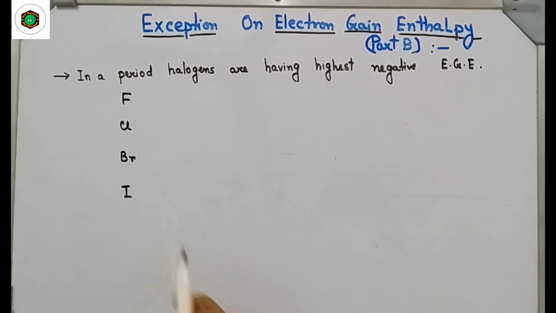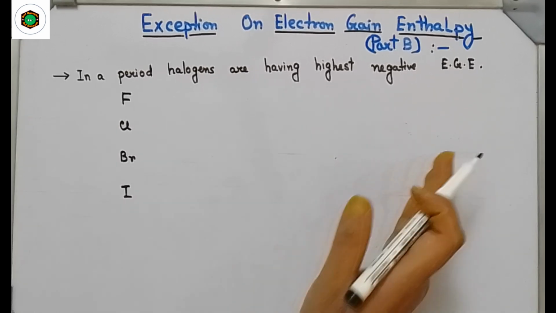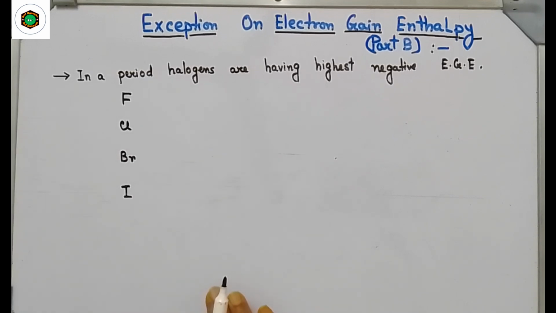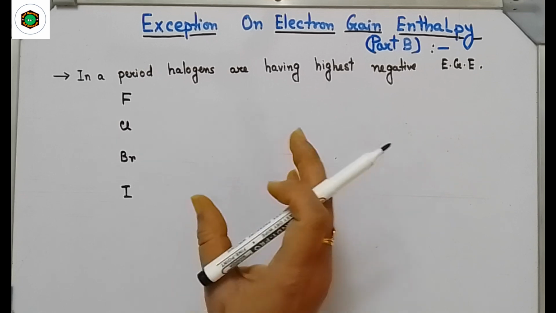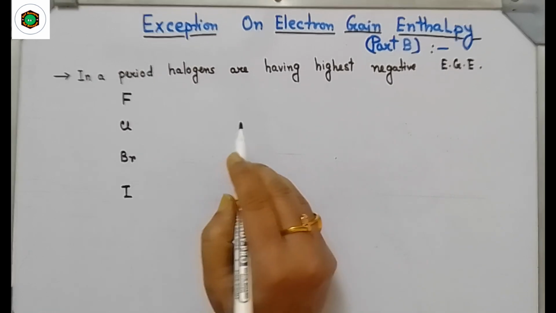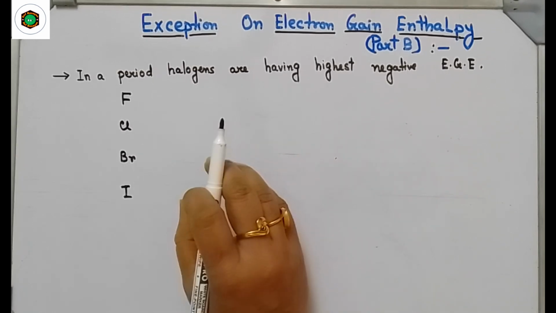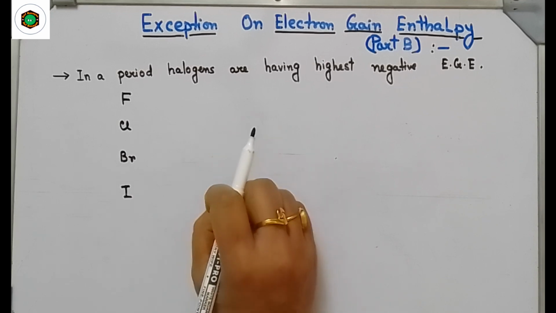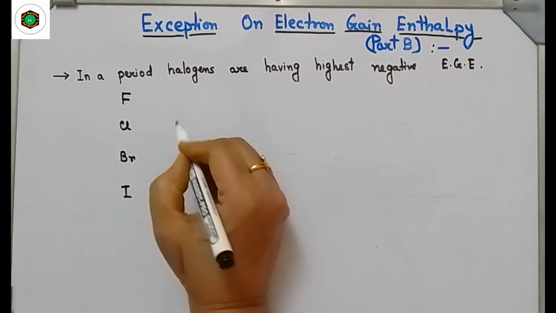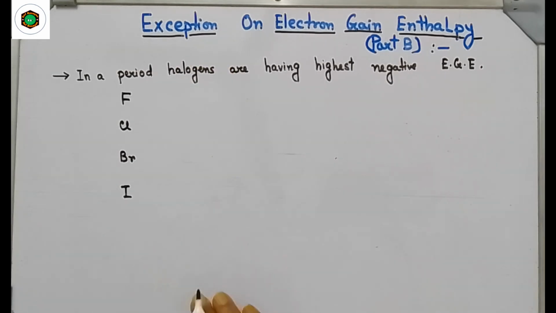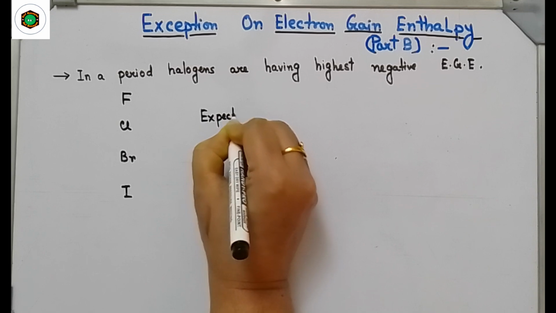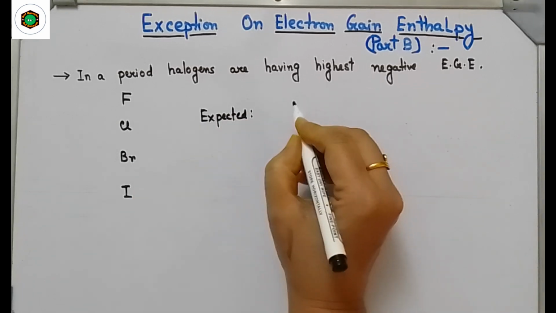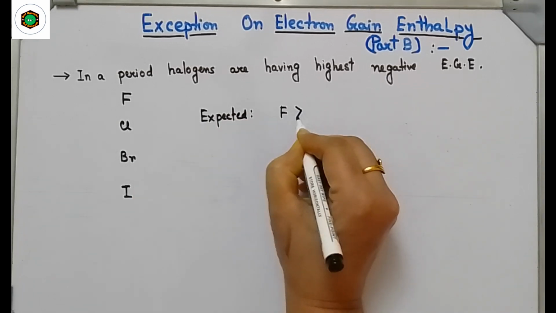Down the group in the periodic table, since the size of the atom increases, addition of one electron will become less favorable, because due to increased size, attraction between the incoming electron and the positively charged nucleus will decrease. Therefore, down the group, the negative value should decrease. So the expected order for electron gain enthalpy should be like this.